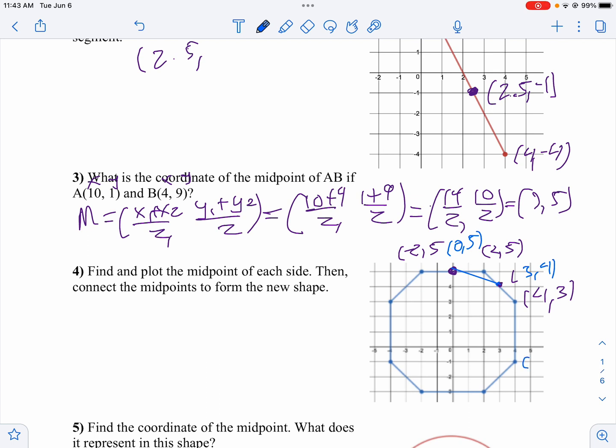Here I'm over 4, so I'm on the x-axis, and I'm down 1. Halfway between 3 and -1, well, that distance is 4. Divided by 4 is 2, so I drop down 2 from 3, so I'm at 1. So I'm over here at 4 and 1. And then I'll connect those points. And then we keep on going.